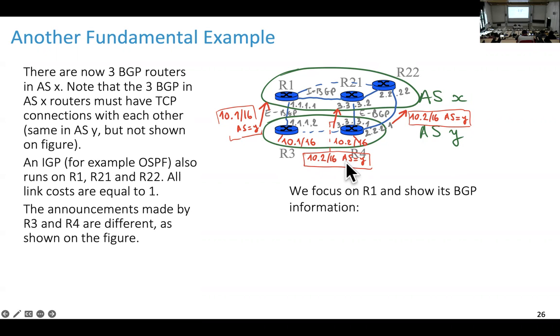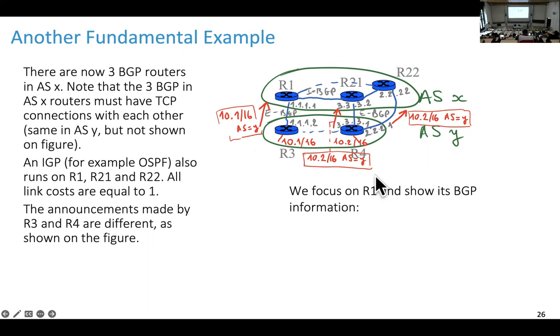There is another difference here. This time, I have configured R3 and R4 to only announce the network prefix that they are directly attached to. What does that mean? R3 is directly attached to 10.1, and it will only announce this network prefix. It does not announce 10.2 as well. Same thing here. R4 is directly attached to 10.2, so it will only advertise this network prefix. Since it is in software, you're very flexible and you could do both, and people might prefer one over the other.